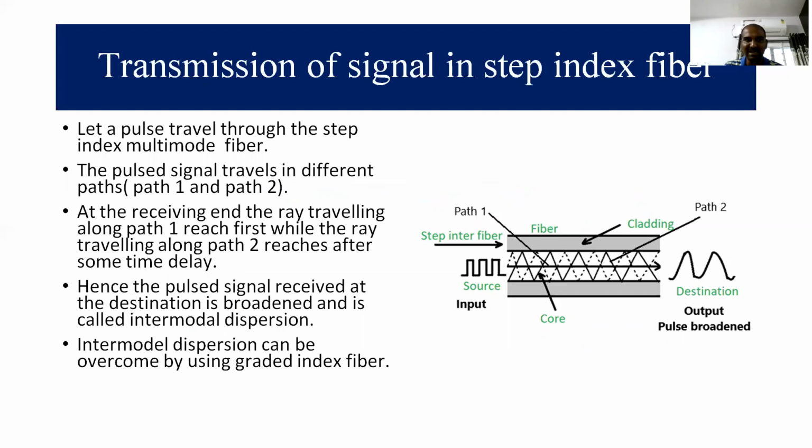At the receiving end, the ray traveling along path 1 reaches first, while the ray traveling along path 2 reaches with a little bit of delay. Hence, the pulsed signal received at the destination is broadened, and it is called intermodal dispersion. Intermodal dispersion can be overcome by using gradient index fiber.